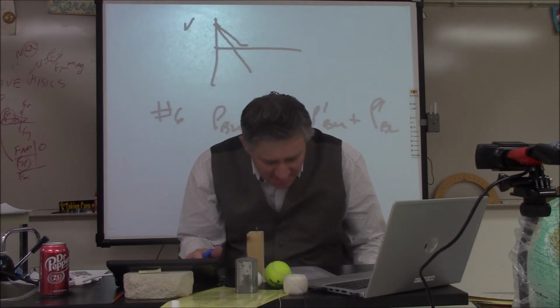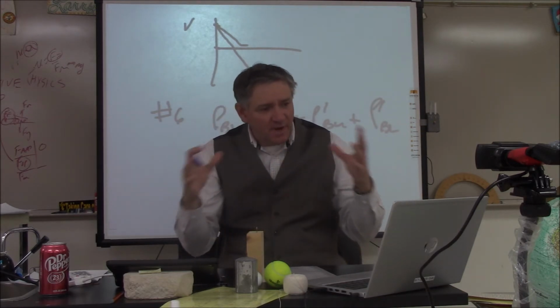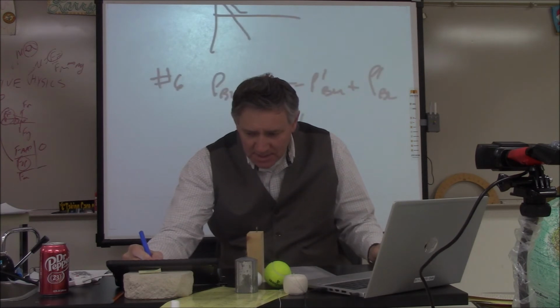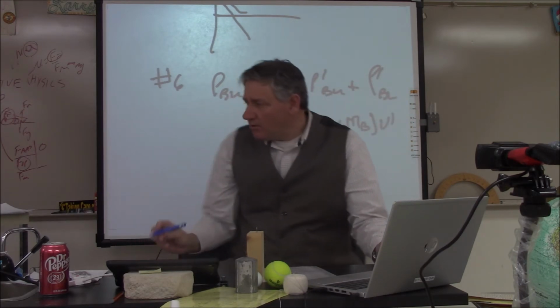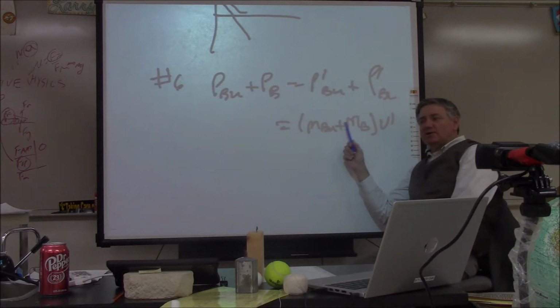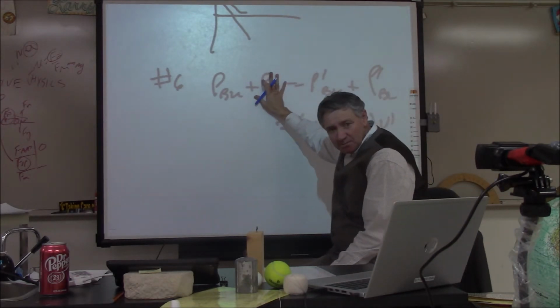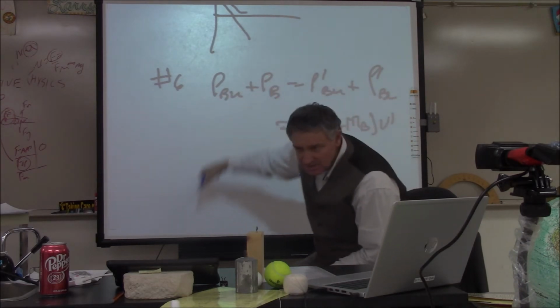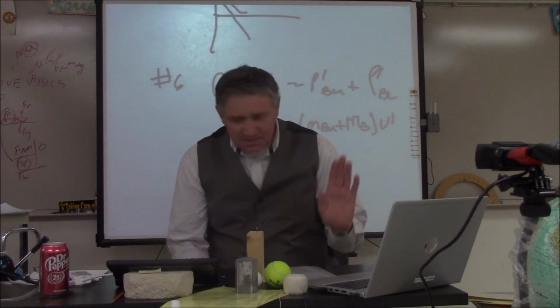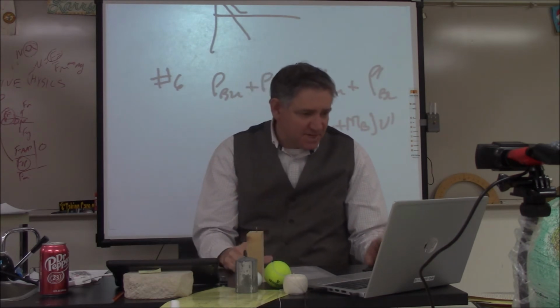So on number 6, the whole key to this is that the bullet becomes embedded in the block. They're going to move off together. So over here, you can take the mass of the bullet plus the mass of the block times some new velocity. You know the mass of the bullet, you know the mass of the block, and you know that they move off together. The initial momentum of the block is 0, that drops out. The only thing you don't know is the initial velocity of the bullet. So in number 6, that velocity should be around 600 meters per second, which is about twice the speed of sound. Okay?